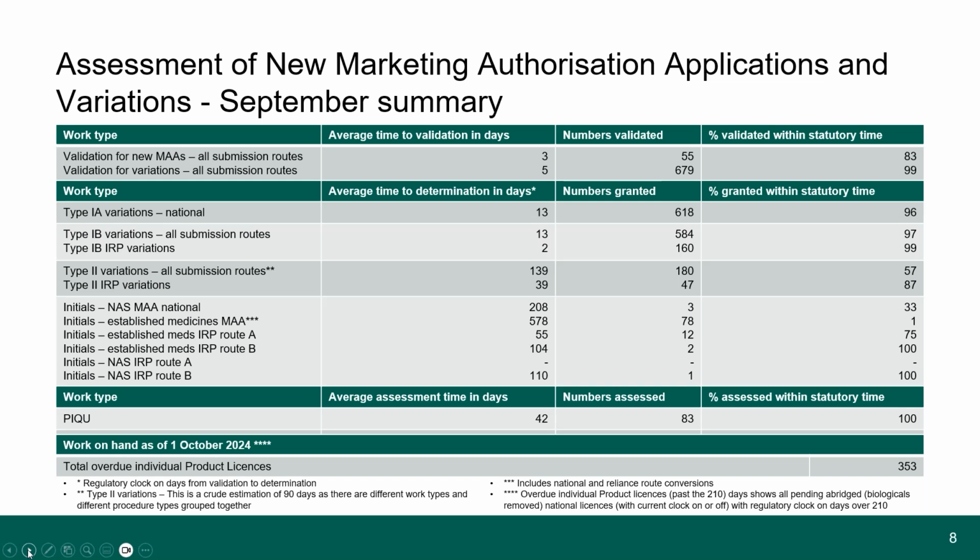If I move to the type 2 variations, you'll see that we are taking longer than the 90 days that is allowable for most type 2 variations in law, and that we have a relatively low, much lower than we'd like, percentage granted within statutory times at 57%. We're aware of this and we are taking action to improve this significantly.